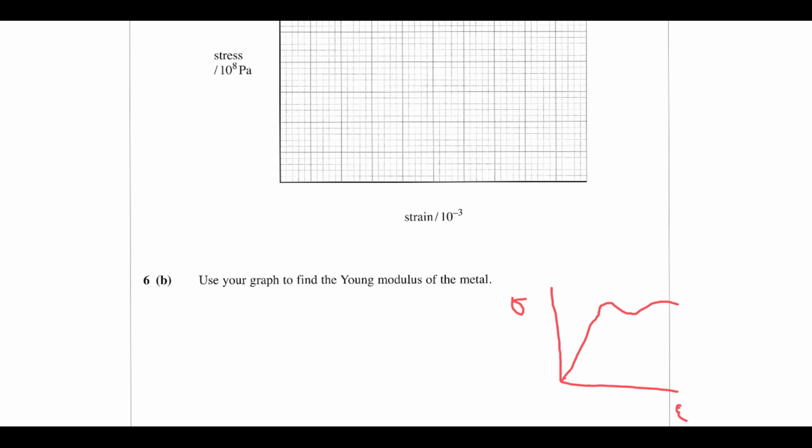What you need to do is find the gradient of the straight line section. That would be your Young modulus there. So let's write that down. Find the gradient of the straight line section. All right, so that's that. I'm not going to do that. It's not really a good use of time. So let's carry on.